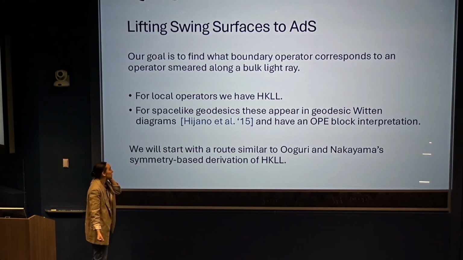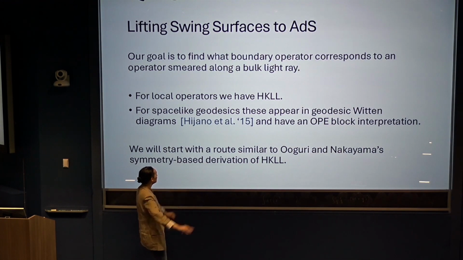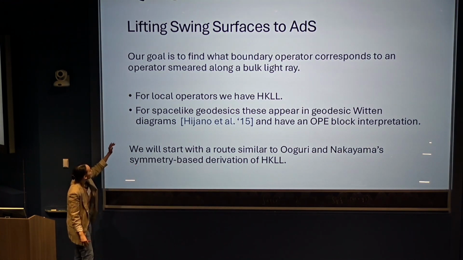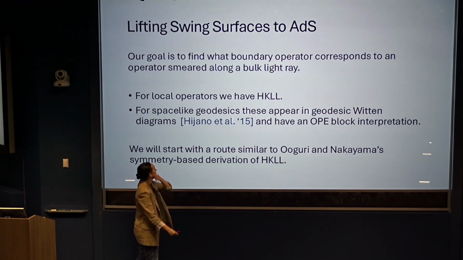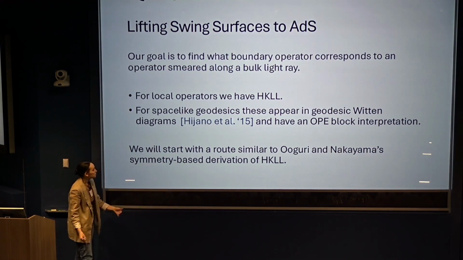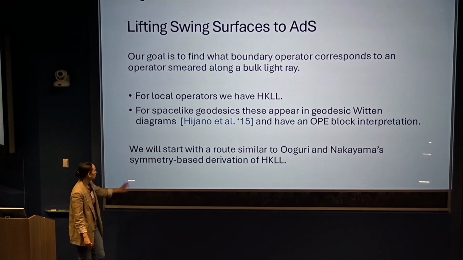Now, one way to do it, where you run into a bunch of i-epsilon prescriptions and you have to read like Tom Hartman's paper on the stress tensor analog of it, is: for a local operator, I have HKLL, so let me just take that and smear it along the light ray. I'm going to try to cheat and do an easier thing, which I'll say at the bottom.